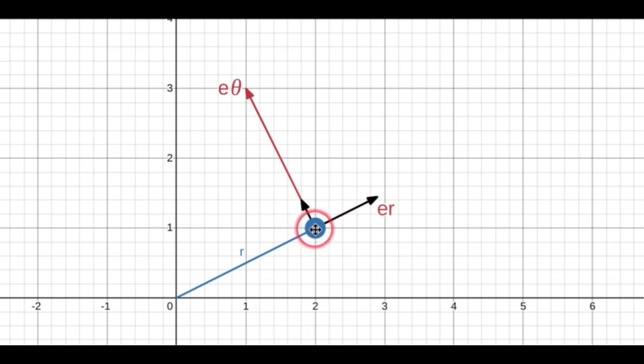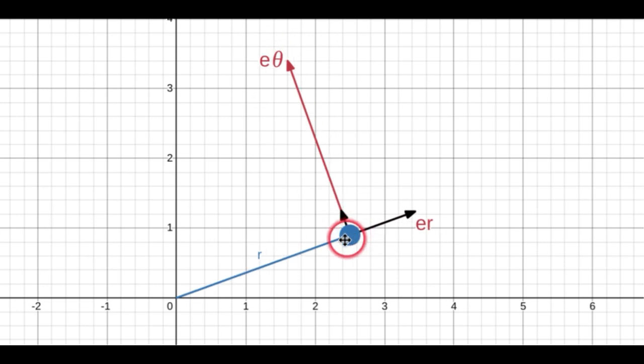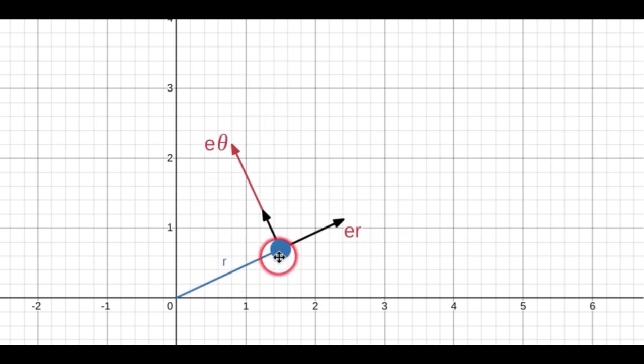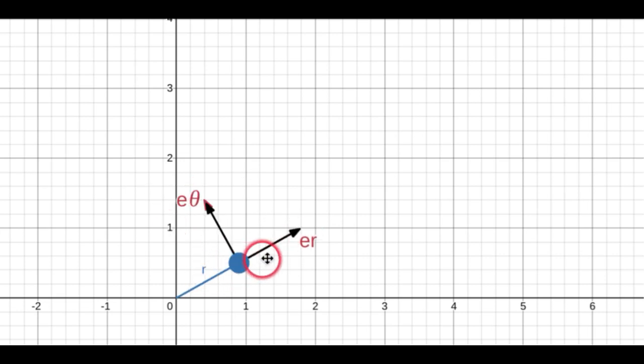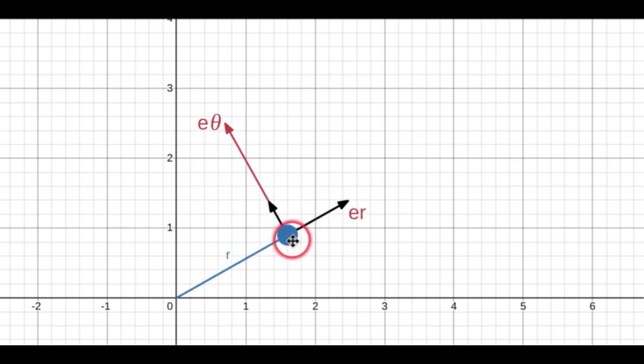So you can see that as the covariant E theta increases, the contravariant decreases, and vice versa. So it changes oppositely. You see that? So it gets longer, then it gets shorter as that gets longer. Okay?